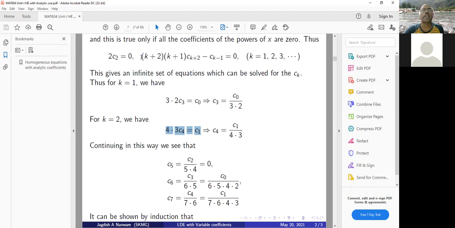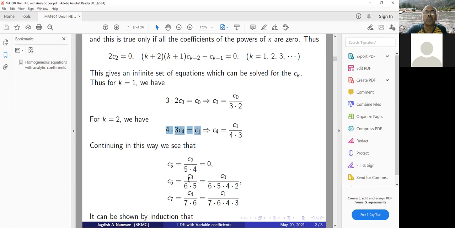So for that we take K is equal to 3. So this will be 5, this will be 4, and this will be C5, right? And this is C4. K is equal to 3 means this is C2. And after simplification, it is C2 upon 5 into 4. But this coefficient is 0. Why? Because C2 is 0. We put this value here and see that C5 is 0.